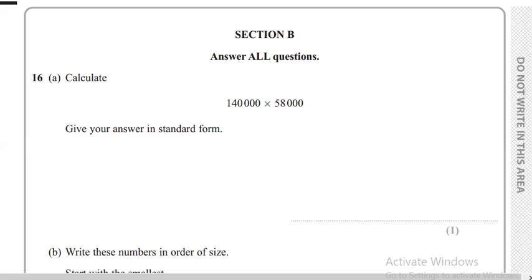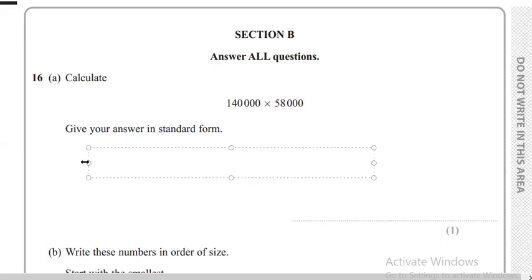In this video, we're going to talk about Year 9 Achievement Tests, June 2023. Section B, Question 16 A. Calculate. Here we have two numbers. We need to multiply them and then write the answer in standard form. First, we take the numbers and multiply them in the calculator and then we write our answer here.